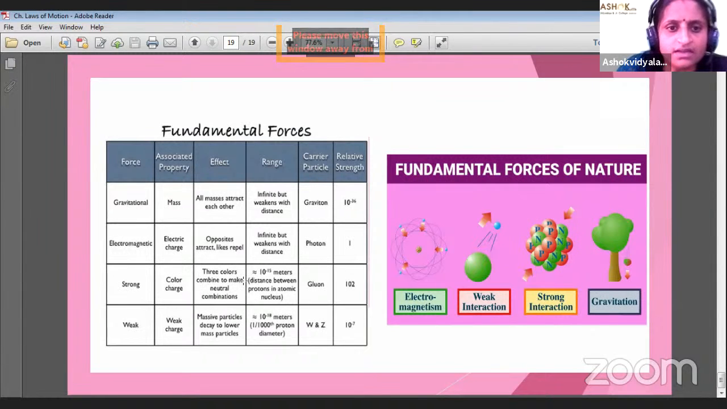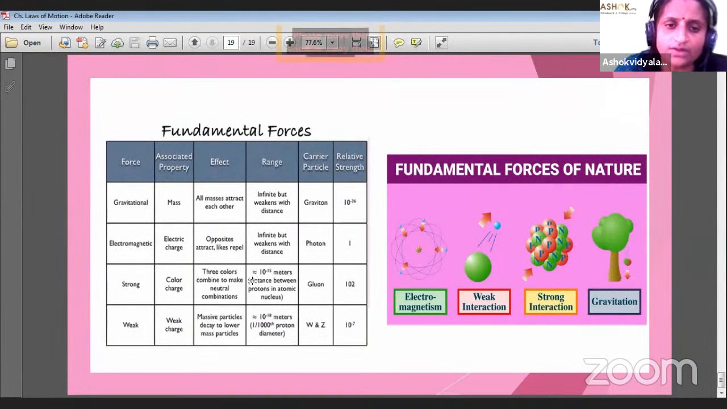And in the strong force, three color combinations make a neutral combination. And massive particle decay or low mass particle, that is beta emission, in the weak nuclear force. Range is infinite but weakens with distance. As distance increases, the gravitational force goes on decreasing. It depends on distance, being inversely proportional to the square of the distance between the two masses. Infinite but weakening with distance. This again depends on distance. As distance increases, the electromagnetic force goes on decreasing.